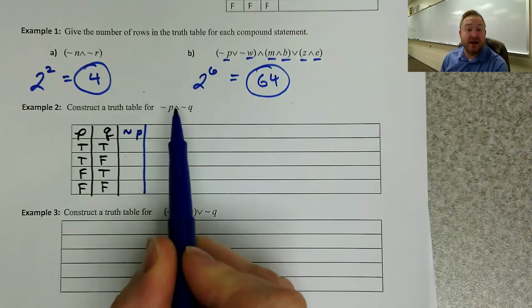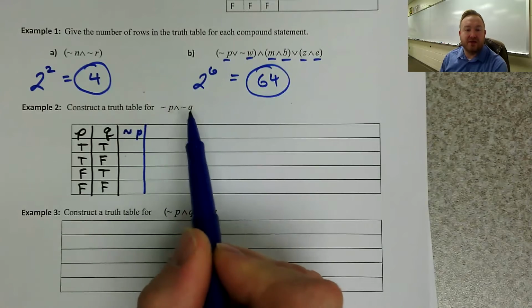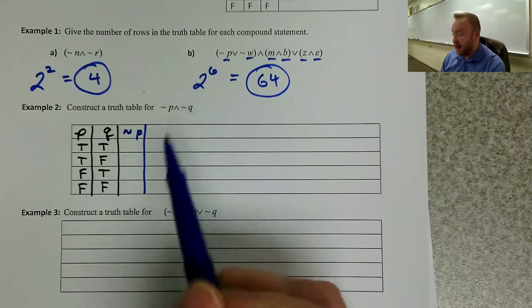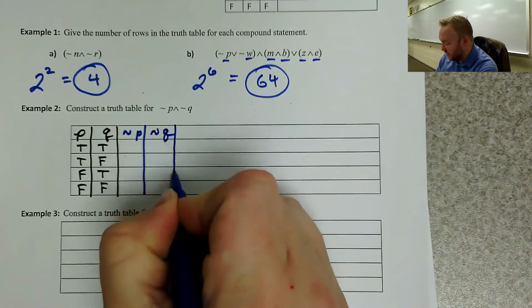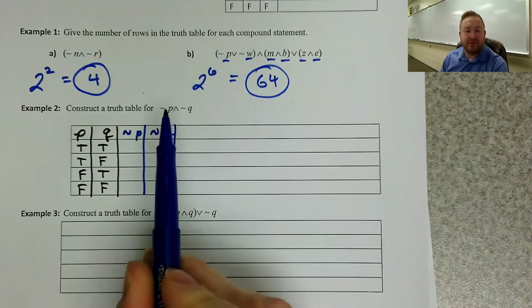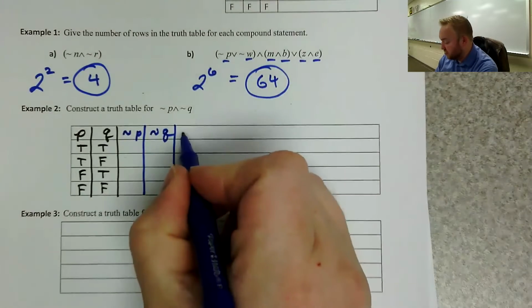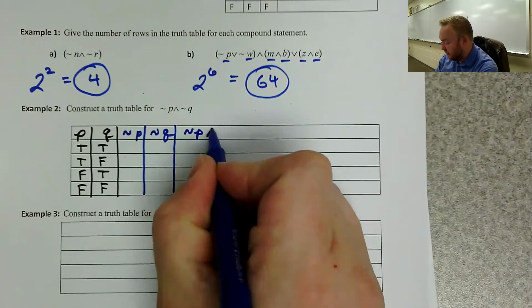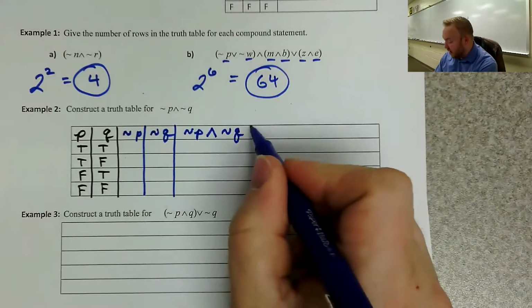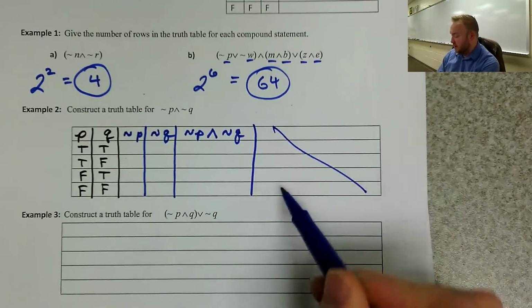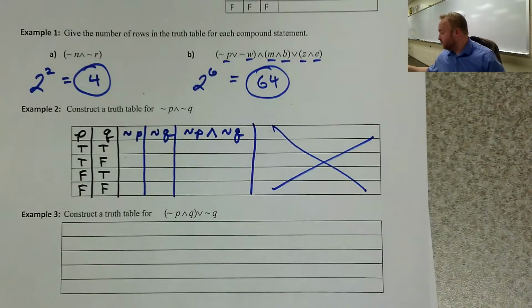Now, on one side, I see a not P, and I have a column for not P. On the other side of the conjunction is this not Q. So I'm going to need a column for not Q as well. Now that I've got a not P and a not Q, now I can do the conjunction. So now I can do not P and not Q. And that's going to be the final column of my truth table. I'm just not going to use the rest of that area over there. Sometimes we don't need all the room.